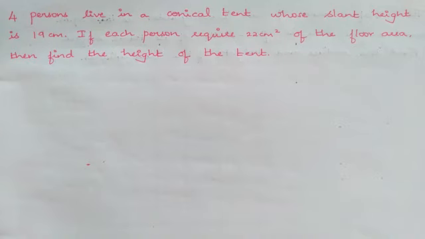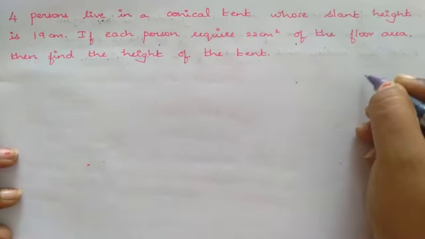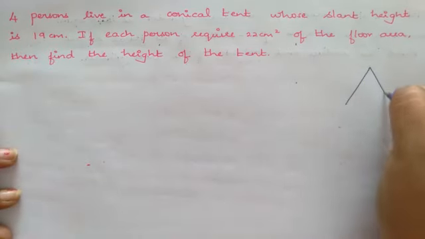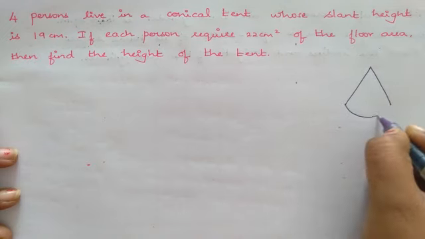So in this question, let's first identify what is given. If we identify the given data, then that is enough for us to identify whatever is the question. We are given a conical tent here. So first let's imagine a rough figure. Let's have a conical figure.